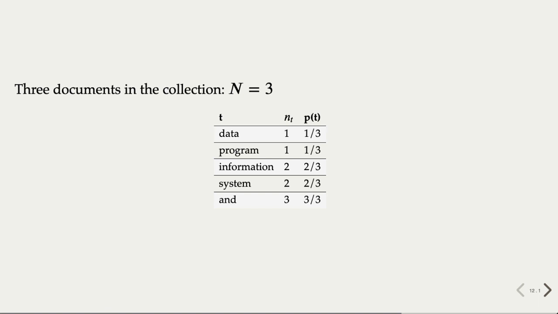Now let's look at another term, which is and. The term and, if you remember, appears in every single document in this small collection. So out of the 3 documents, all 3 contain the term and. The chance of seeing and in a randomly drawn document is 3 out of 3, which is 100%. So this is the probability of seeing each term.